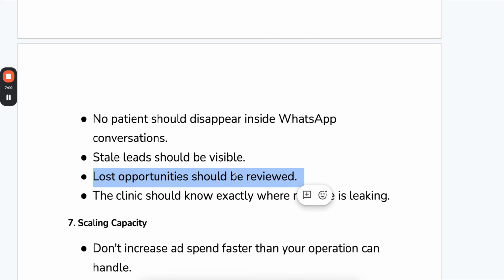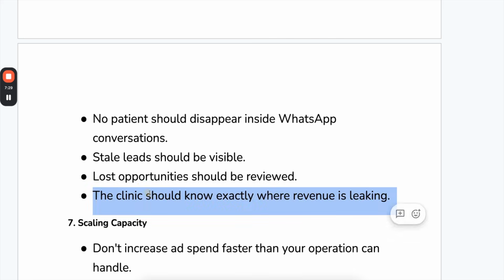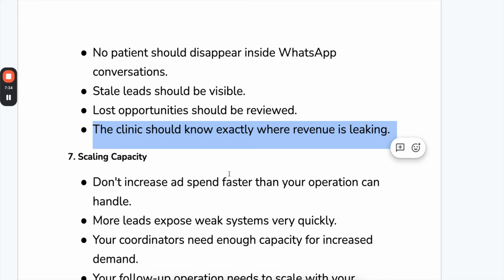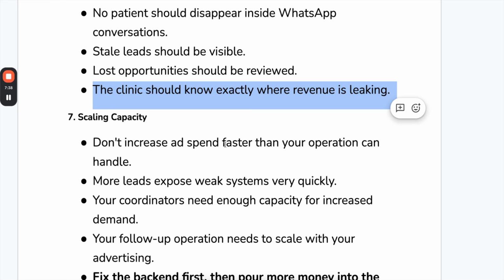Lost opportunities should be reviewed. And you should understand why you lost the opportunity. Did you say something wrong? Did you say something that maybe caused the conversation to end? Or did you maybe follow up with the person too soon? You need to look at why the opportunity was lost. And the clinic should know exactly where revenue is leaking all of the time. And you can only find where revenue is leaking when you analyze the system. And that's what my job is.